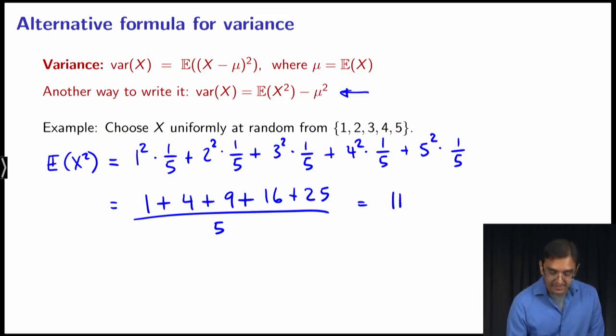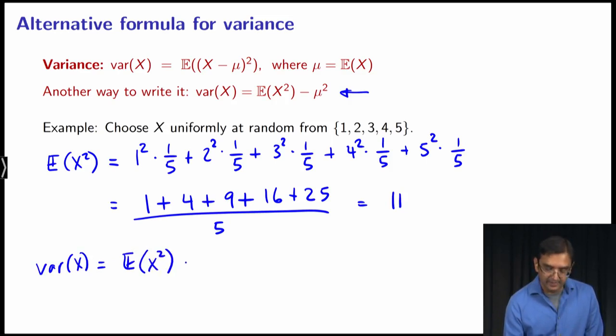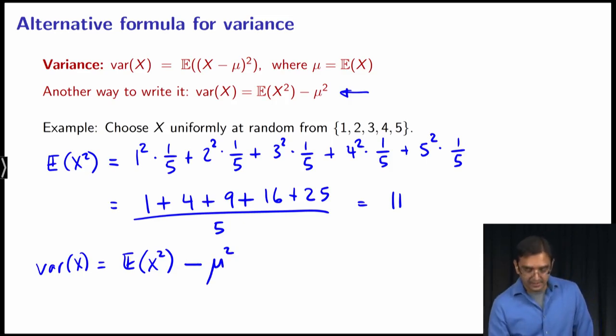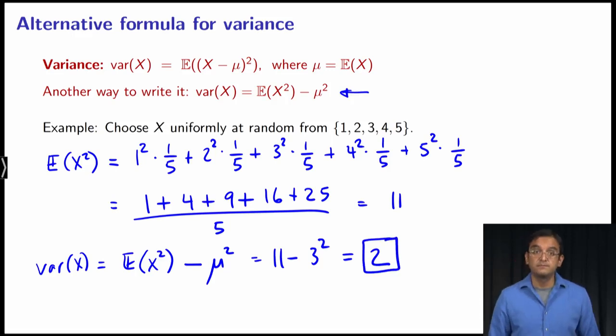Okay? And so the variance of x is the expected value of x squared minus mu squared. Now, mu is the mean. We already know that's 3. So it's 11 minus 9, which is 2, exactly as we got before.